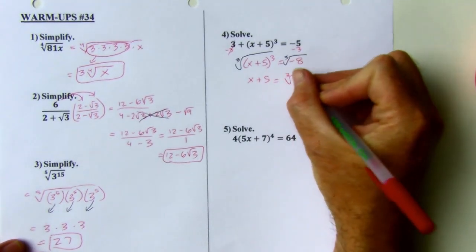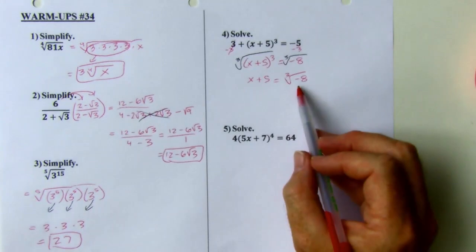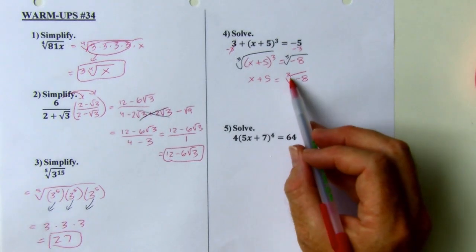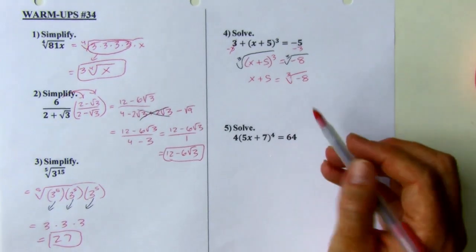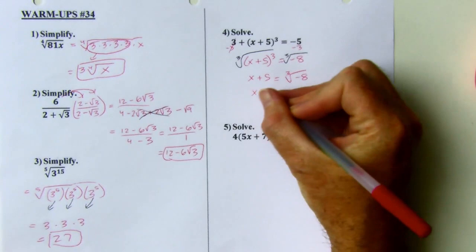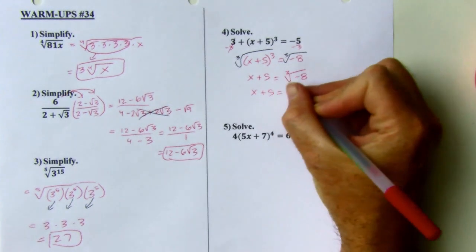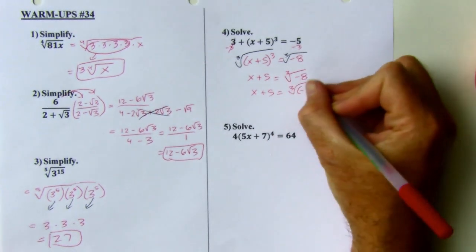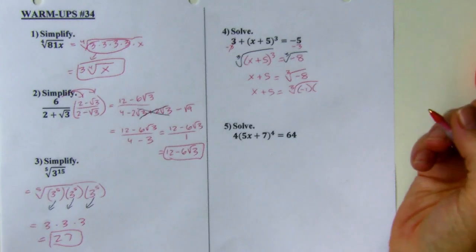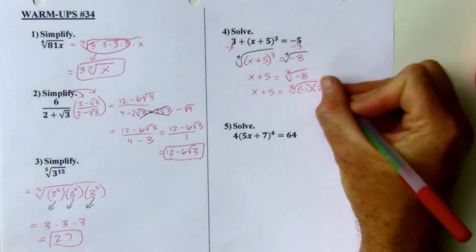So this is the cube root of negative 8. And you might think, oh, wait, that's imaginary, but it's not when there's an odd root. Okay, so you can think of this like so. It's negative 1 times 8, and then if I break up the 8, it's 2 times 2 times 2.